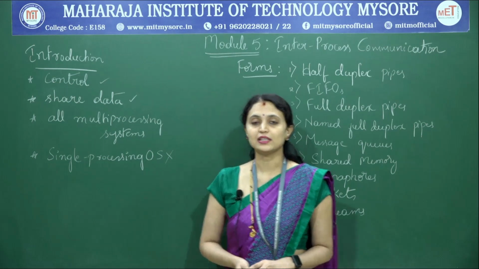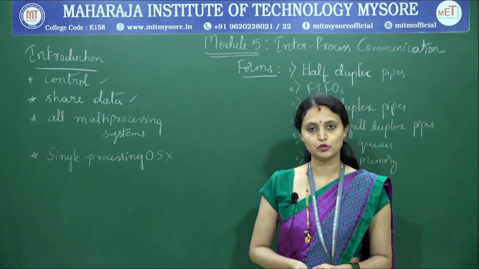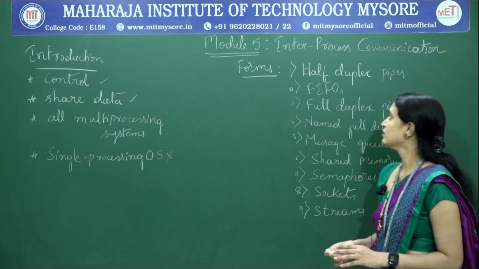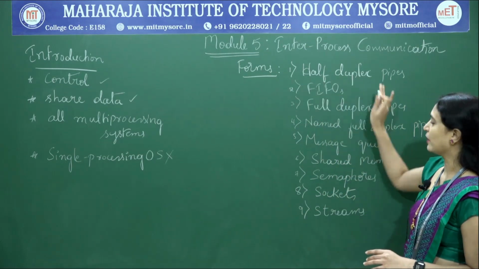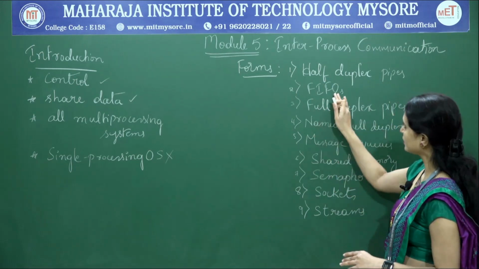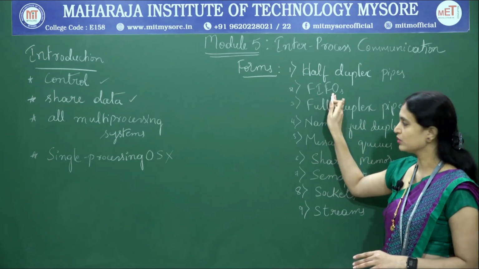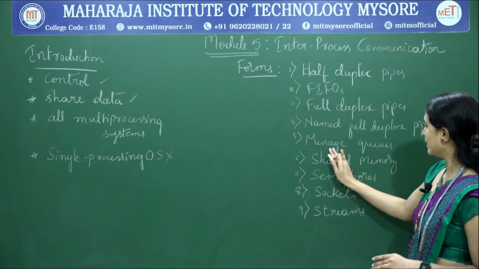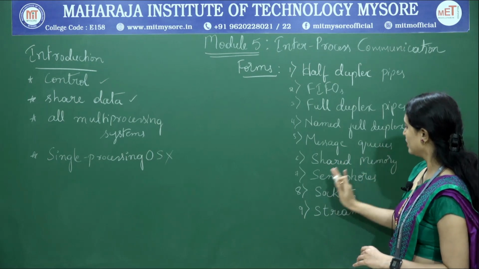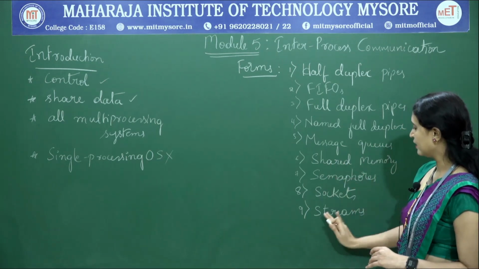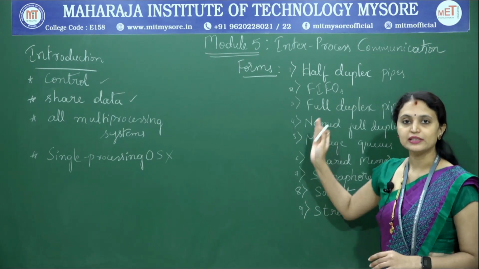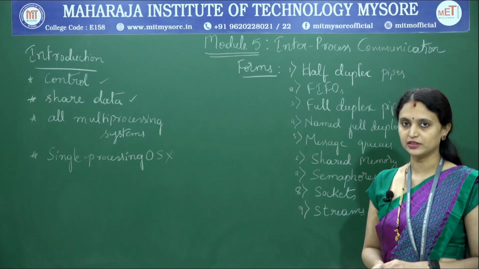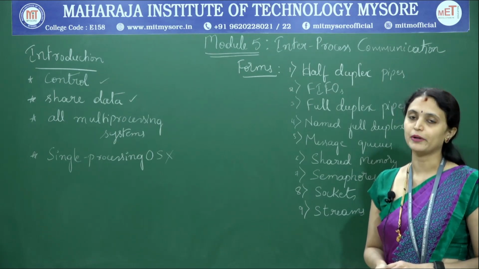There are several forms of IPC that are supported by the Unix system. Now let us look into those forms. The first one is half duplex pipes. Next, FIFOs, first in first out, full duplex pipes, named full duplex pipes, message queues, shared memory, semaphores, sockets, and then streams. These are the different forms of inter-process communication supported by the Unix operating system.